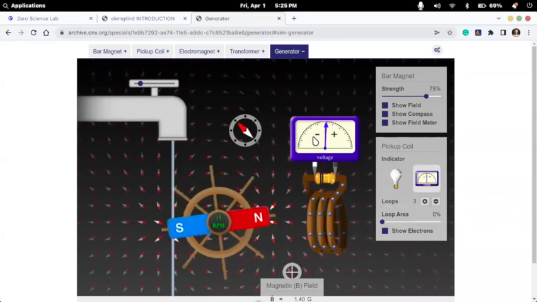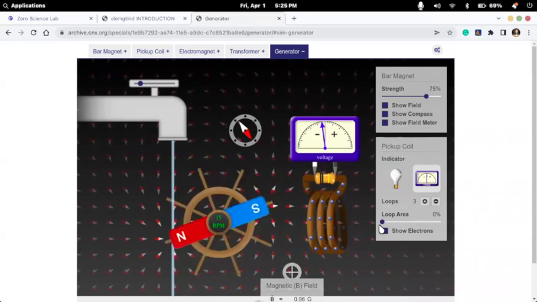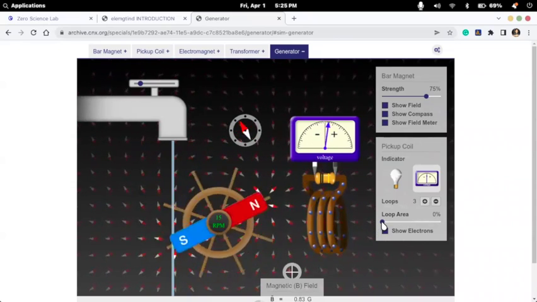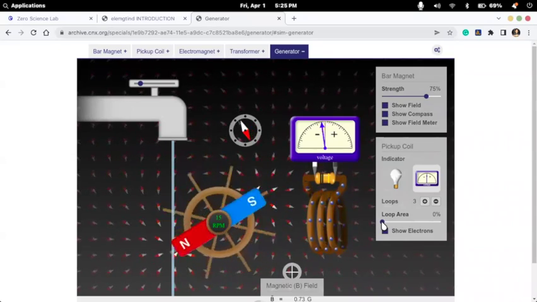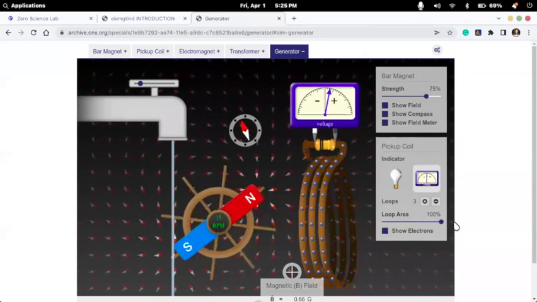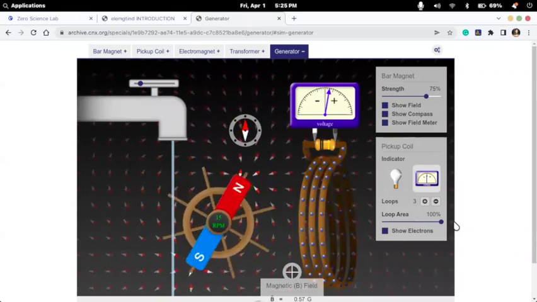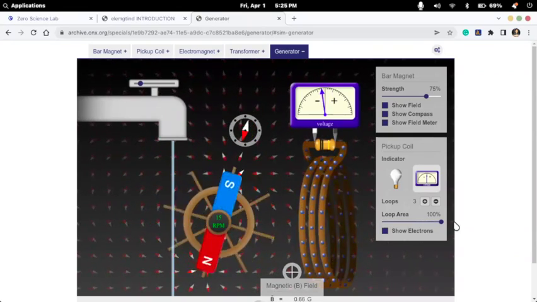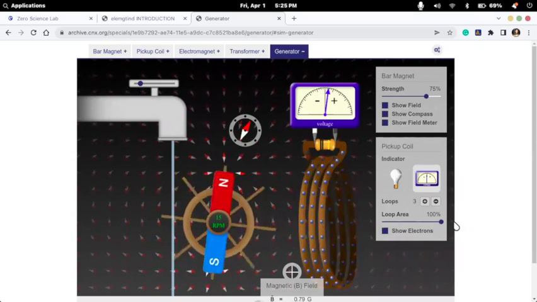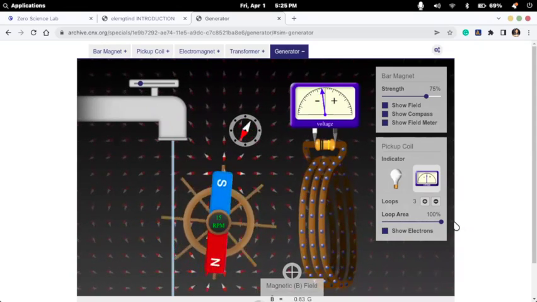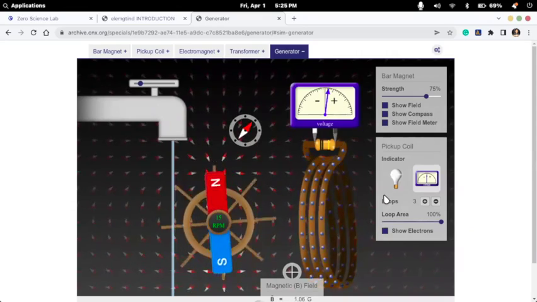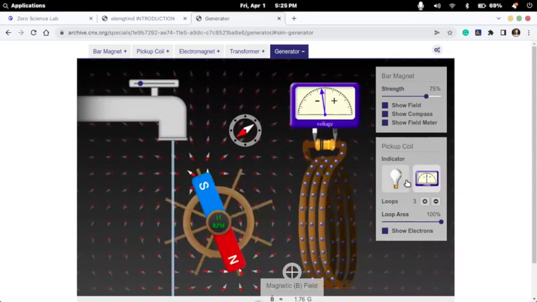The maximum deflection, you look at the maximum deflection. I am increasing the area now, right? Yes, sir. Now there is more deflection. Deflection is more or not now? Yes, sir. More. So the bigger the coil, the more the current, right? Yes, sir.